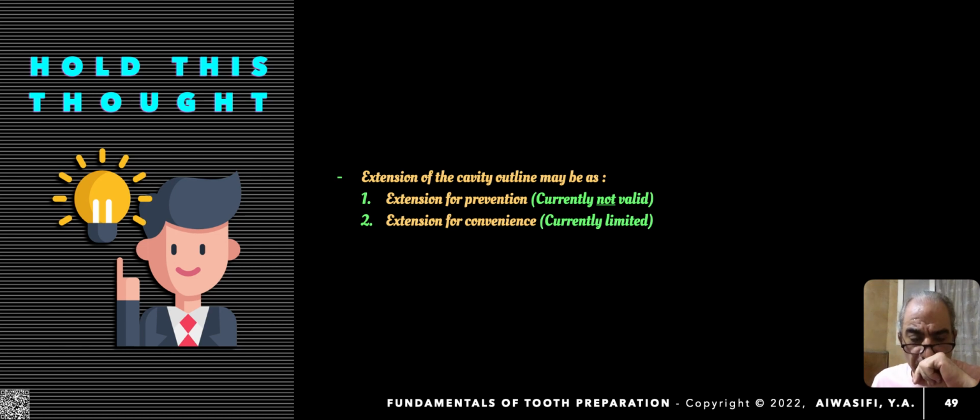Up till now, we have collected two types of extension. One of them is extension for prevention. It is not valid now, we didn't design it. And extension for convenience, which is currently limited.